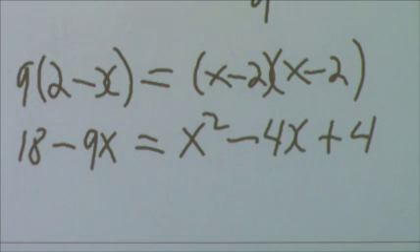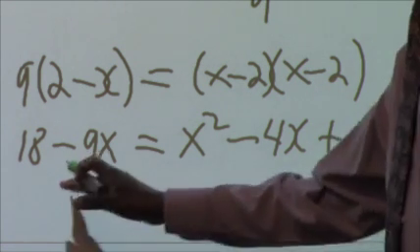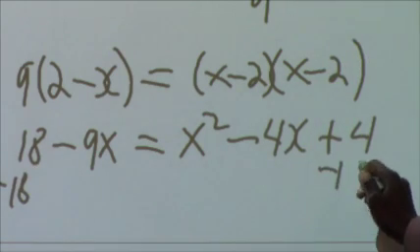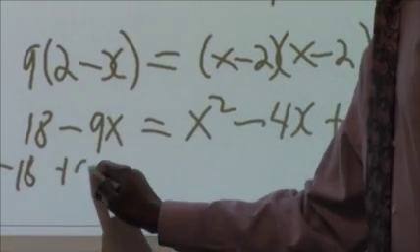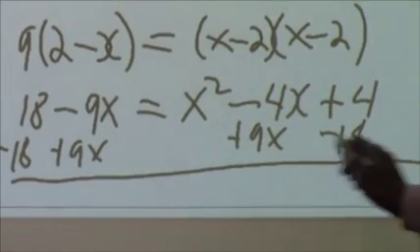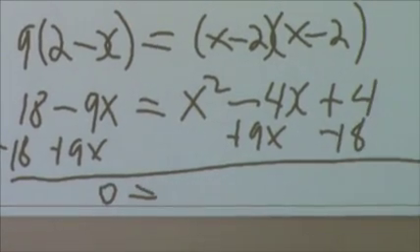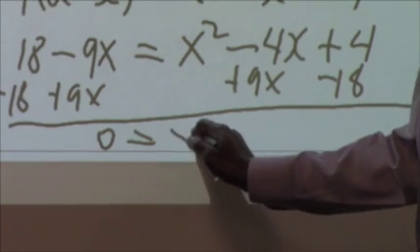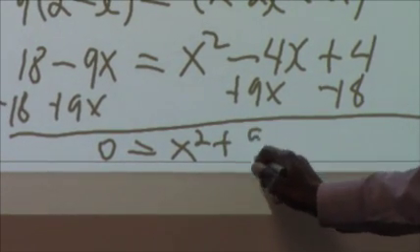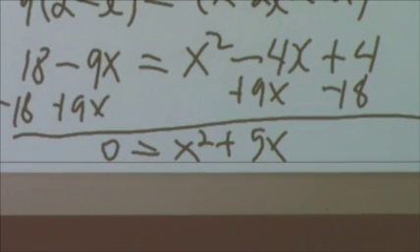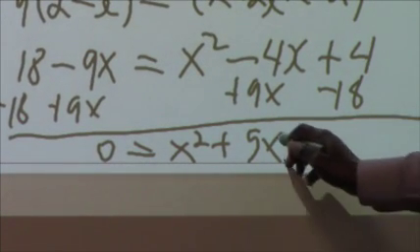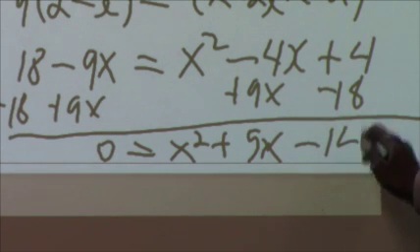And now I have to bring everything to one side. So when I do that, I'm going to be moving this 18 here. I'm going to minus 18. I'm going to add 9x here. This entire side is going to be 0. I have 0 equals x squared. Negative 4 plus 9 is going to be positive 5x. And what do I have here? 4 and negative 18. That's going to be negative 14.